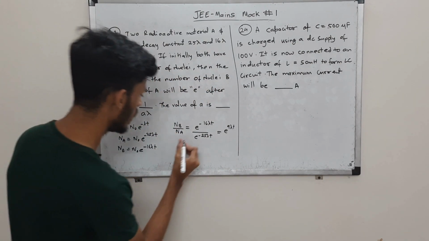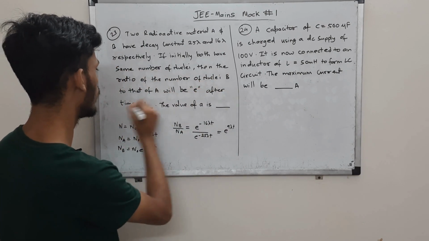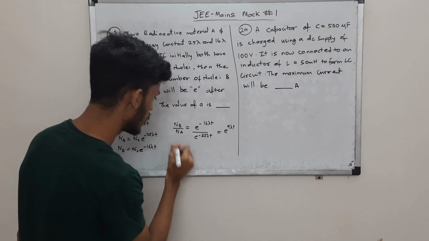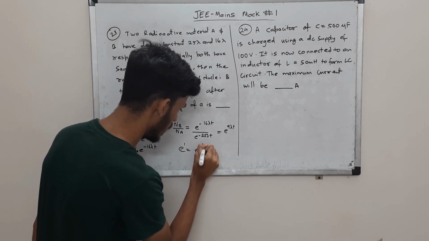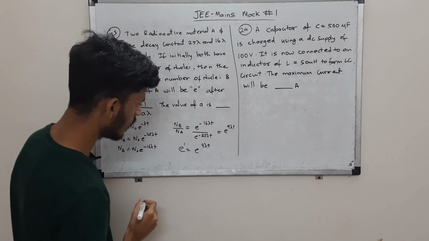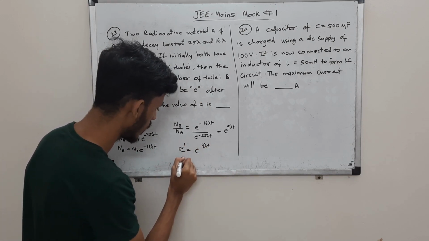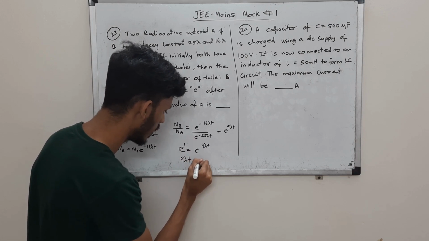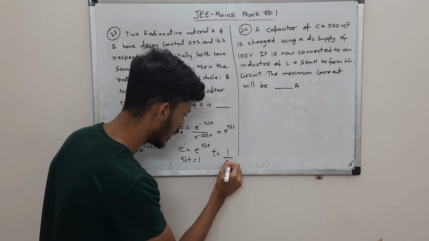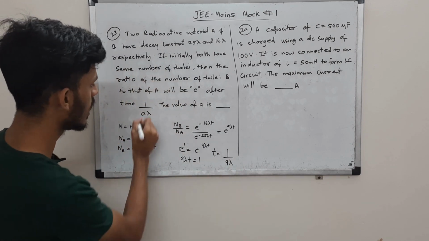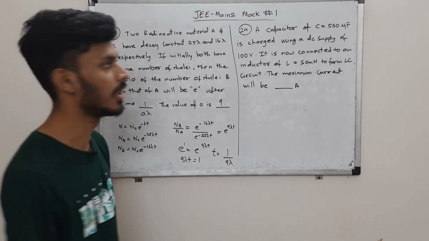So basically you are supposed to equate this to e, right? The ratio will be e after what time? So here the ratio will become e, so e to the power 1 basically, e raised to 9 lambda t. So the base is the same, so equate the power. 9 lambda t is equal to 1, so t is equal to 1 upon 9 lambda. So if you compare this with this, a is nothing but 9. Yeah, that's your answer.